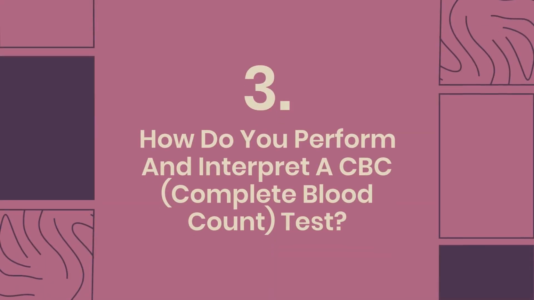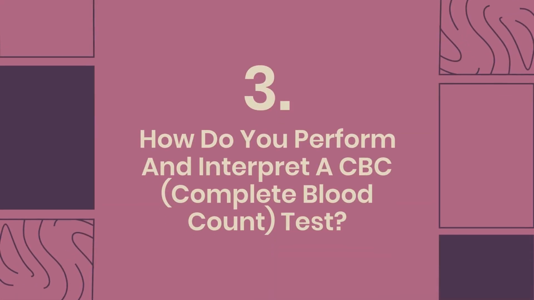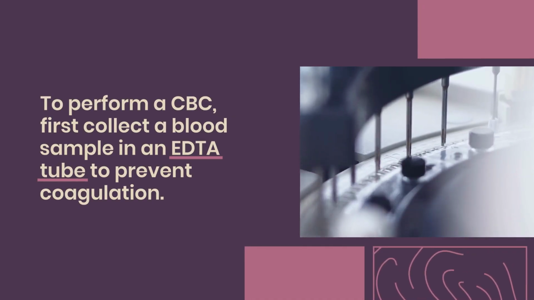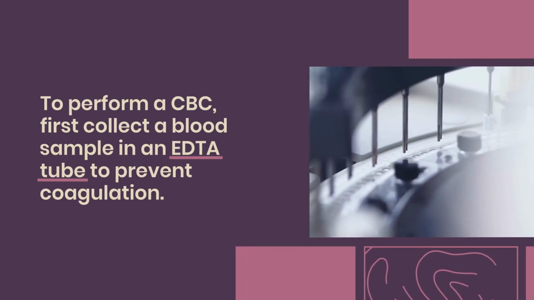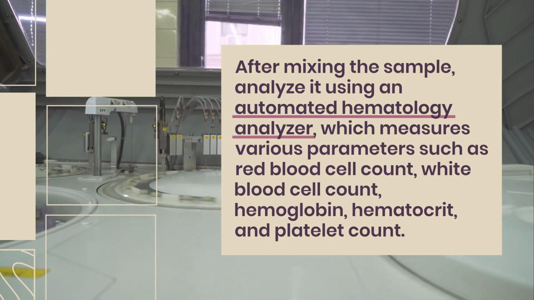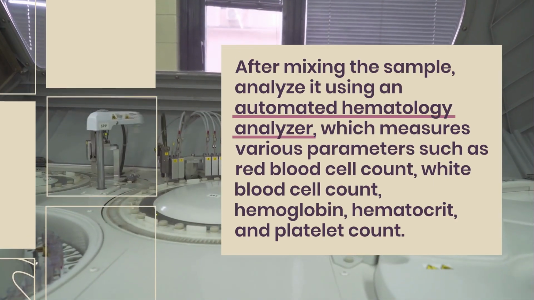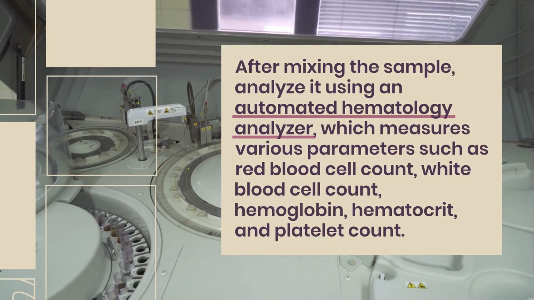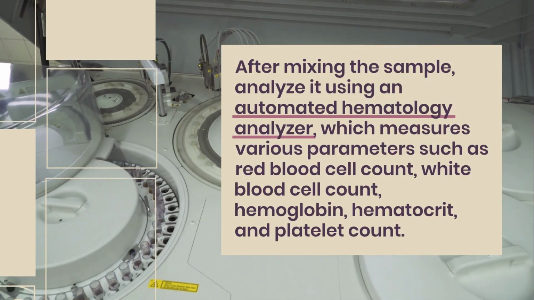3. How do you perform and interpret a CBC, complete blood count, test? To perform a CBC, first collect a blood sample in an EDTA tube to prevent coagulation. After mixing the sample, analyze it using an automated hematology analyzer, which measures various parameters such as red blood cell count, white blood cell count, hemoglobin, hematocrit, and platelet count.